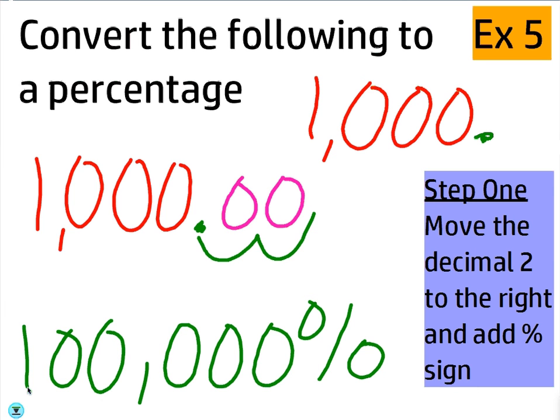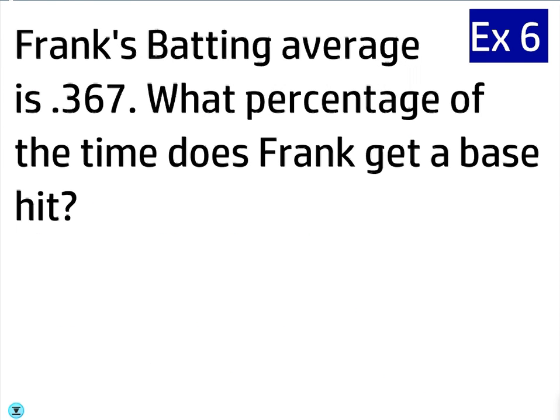Okay, let's do some more problems. The first thing I thought of was batting average. They usually give you a batting average as a decimal. So Frank's batting average is .367. What percentage of the time does Frank get a base hit? Yes, 36.7. Good. So he took the decimal and moved it 2 to the right, and he got 36.7%.